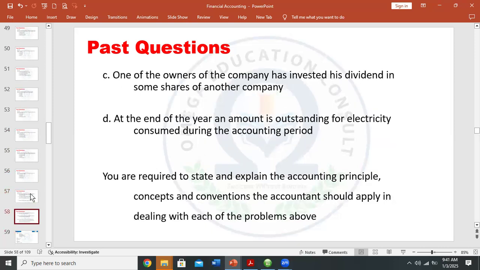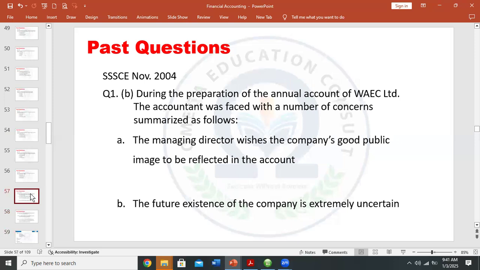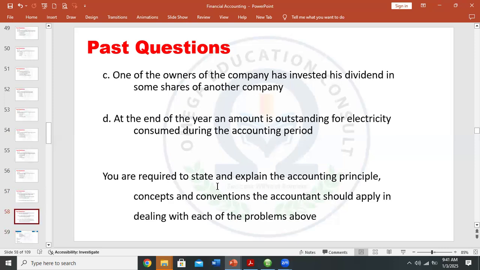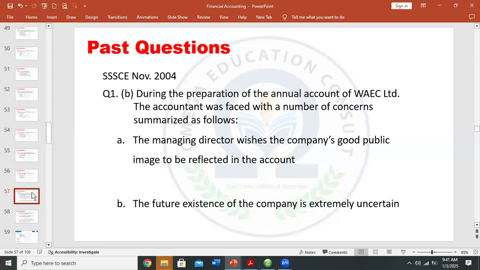Okay, I think the next two are more of theories, right? So like I said, they give you some scenarios, and the requirement of the question, you are required to state and explain the accounting principle or concept that should apply in dealing with each of the problems. So let's look at the problems and see if you can prefer a specific principle that speaks to it.